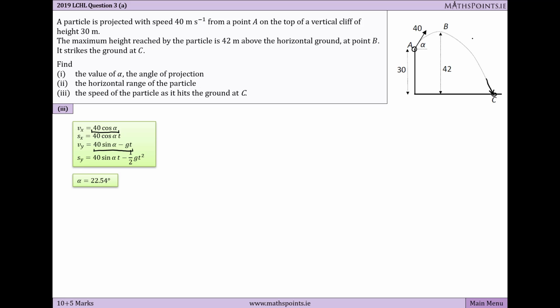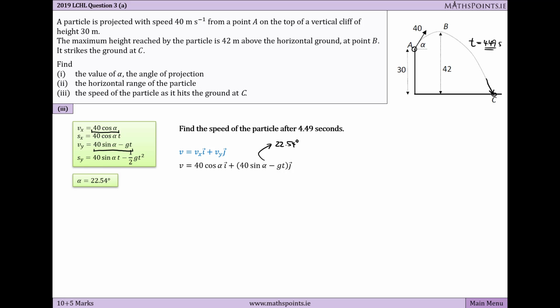We already figured this out in the previous part of the question, and we know that that time was 4.49 seconds. So we want to find the speed of the particle after 4.49 seconds. We know it's made up of the horizontal component and the vertical component. The horizontal component is 40 cos alpha, and the vertical component is 40 sine alpha minus gt. We're going to sub in 22.54 degrees for alpha, and a time of 4.49 seconds. And we get that the velocity at that moment in time is 36.944 in the horizontal direction and minus 28.667 in the vertical direction.